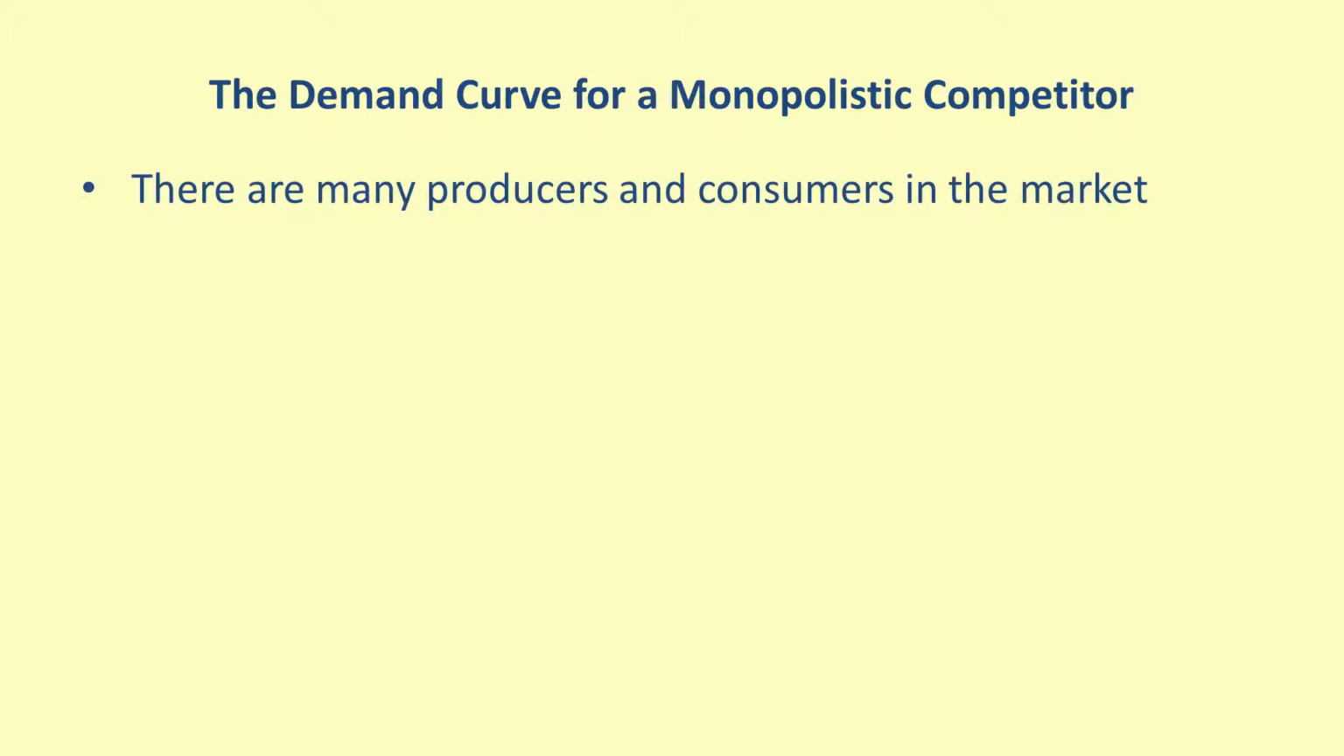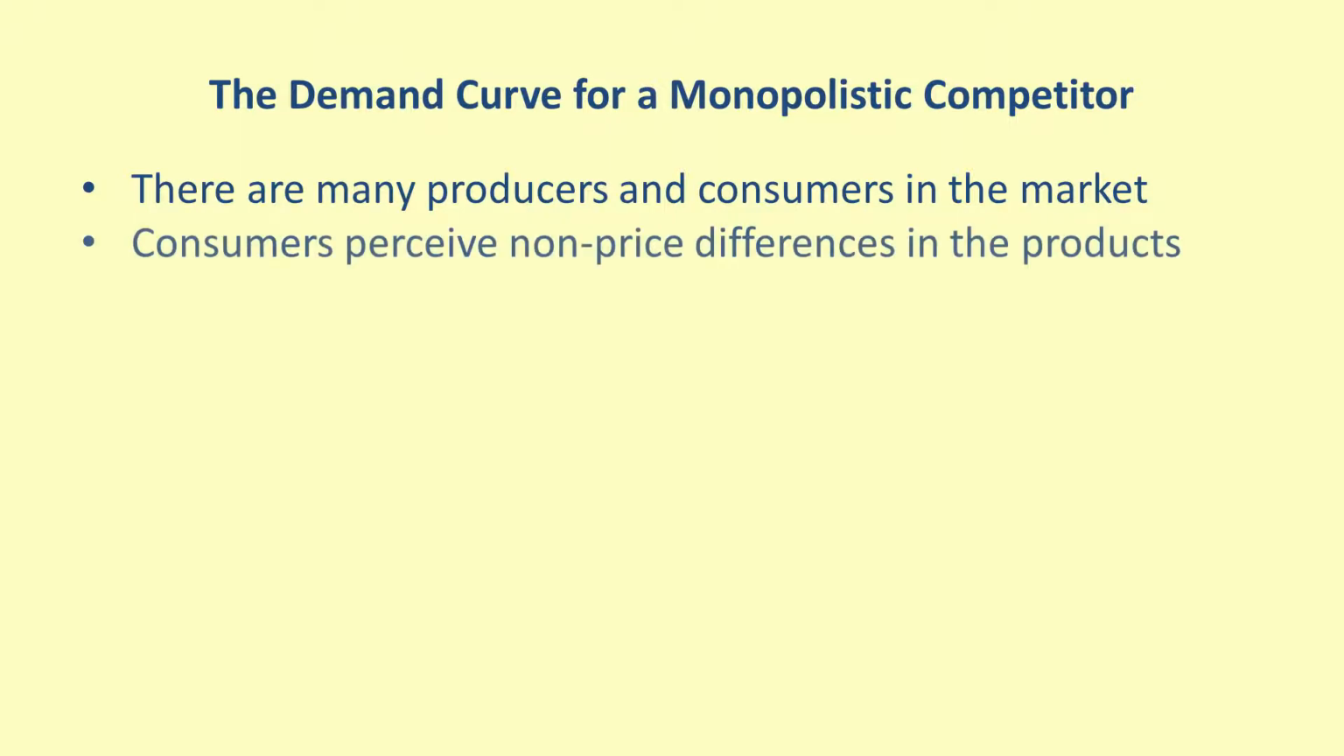Monopolistic competitors have opportunities to affect the demand curve for their products. First, let's review the basic conditions for monopolistic competition. First, there are many companies producing similar products in the market, and there are many consumers interested in purchasing the product. Second, the consumers perceive differences other than price in the products. In other words, the products of different companies are not all interchangeable in the eyes of the consumer. This is a key difference from perfect competition.